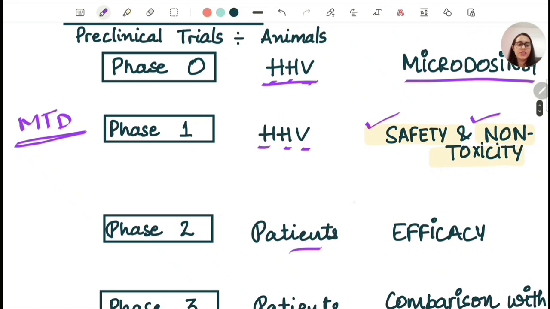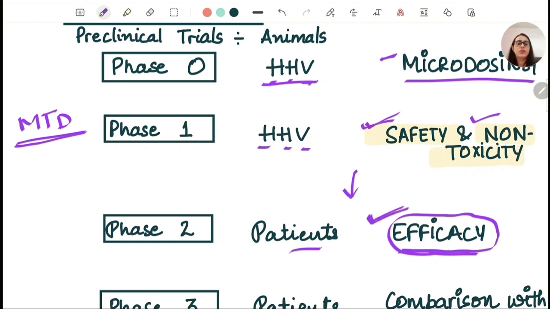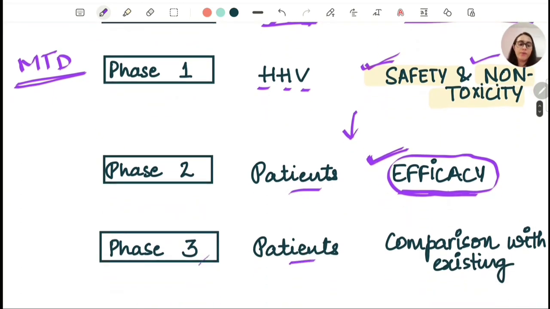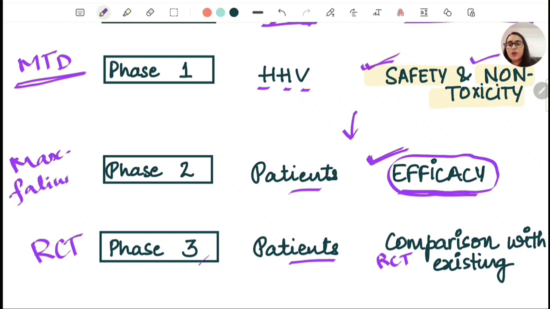Phase 2 is done on patients. So we check the efficacy of the drug. Efficacy is the ability to produce the desired beneficial effect. So if you are launching a new drug in the market, first you give the drug in a very small dose, microdosing. Then you check for safety and non-toxicity. Then you check the efficacy, how beneficial the drug is. Phase 3 is also done on patients. Now you compare this new drug with the existing drug. If it is better than the drugs already available in the market, you do the randomized control trial in phase 3. So phase 3 is the randomized control trial. Phase 2 is where there is maximum failure. Most drugs show maximum failure during phase 2.